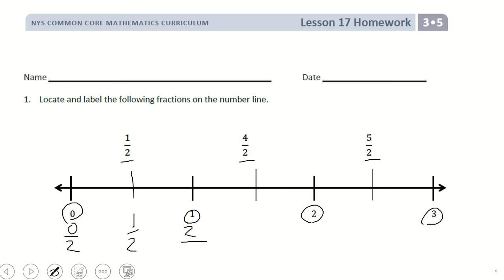Just keep counting up. 2 halves. 3 halves. 4 halves. 5 halves. And 6 halves.